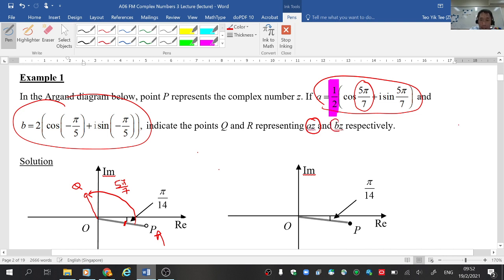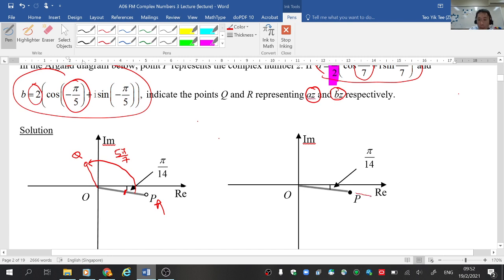The next example is bz, multiplication again, so it's a stretch followed by a rotation. The stretch factor now is 2, so the length of OP must double. Then you look at the argument: it's a negative argument, so it will be a clockwise rotation by π/5. So you basically double the length. Thereafter, from π/4, I need to turn some more by π/5, and this will be my eventual position of point Q. Double the length of OP, add on π/5 into my angle.